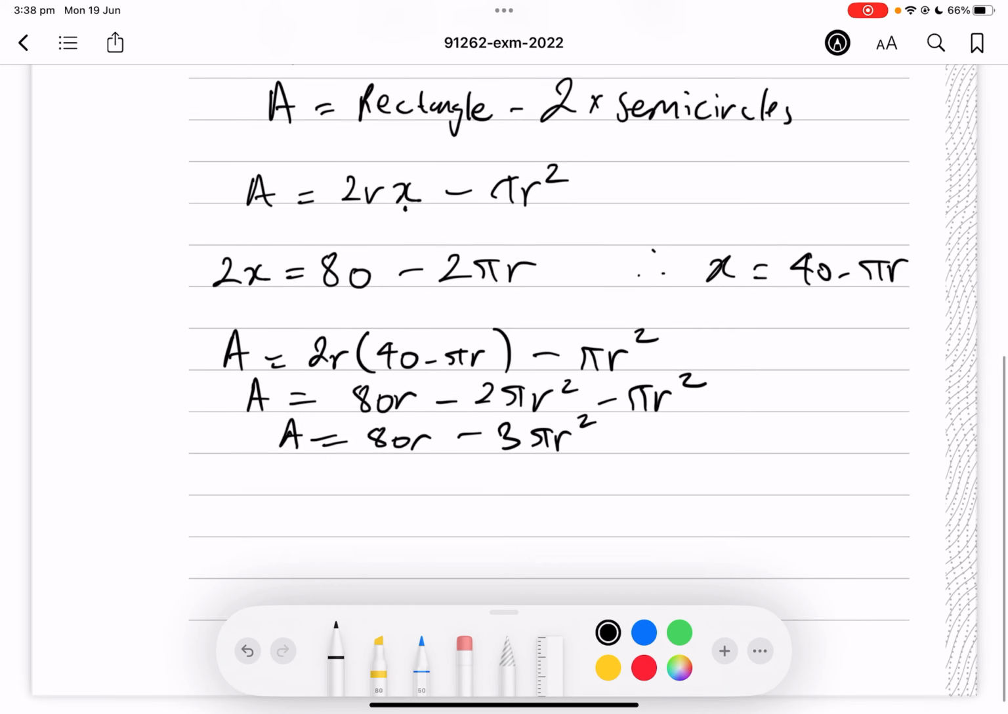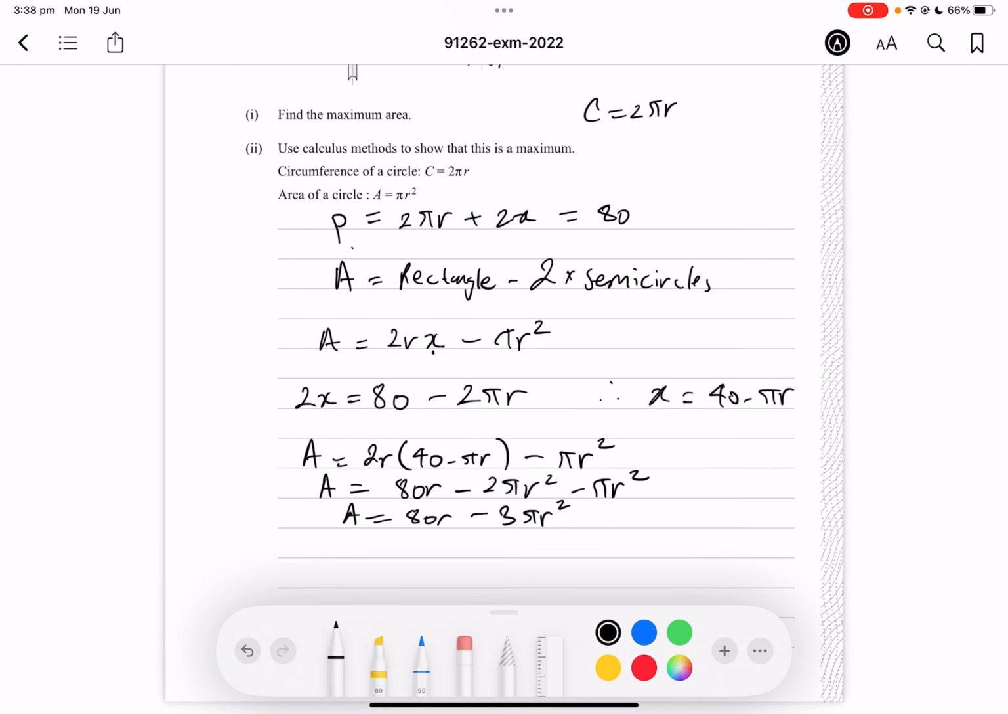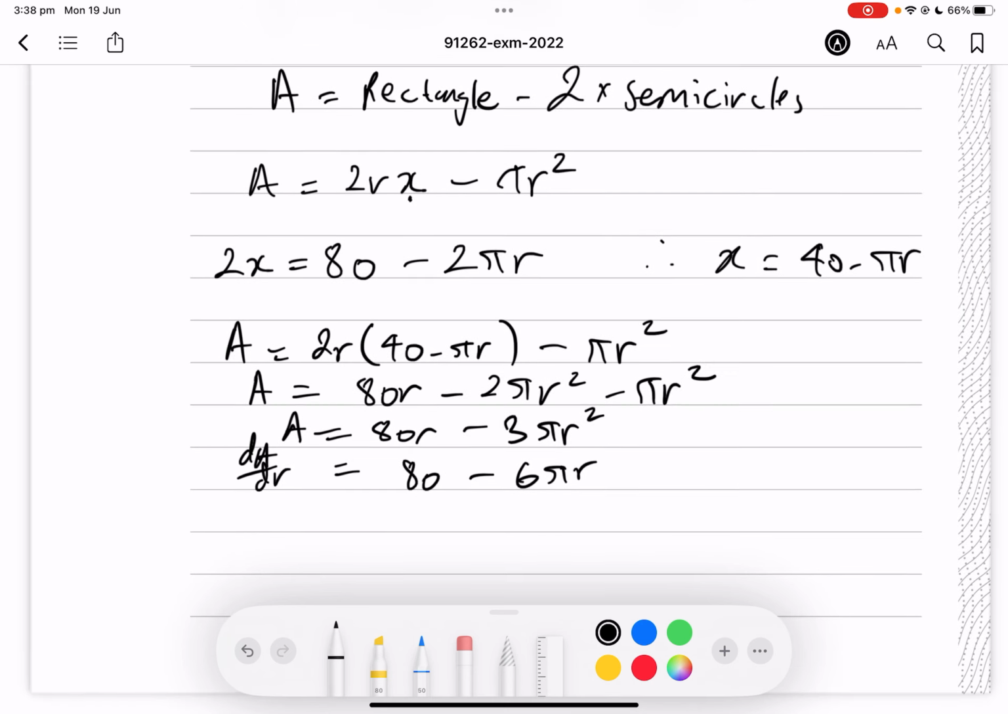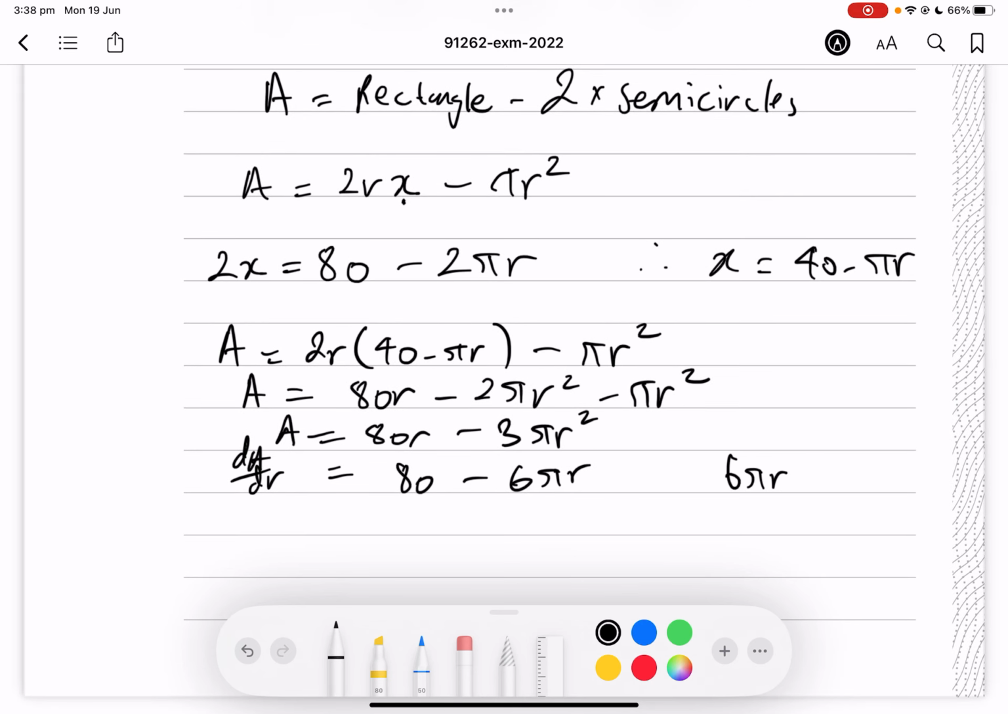And now we have the equation, so we're going to differentiate and make it equal to 0 in order to find the turning points. In this case, we're trying to find the maximum. So we know that at the maximum point, the gradient function equals 0. So we're going to find the derivative with respect to the radius. So dA over dr, or you can just do A dash. dA over dr is 80 minus 6 pi r, and we're going to make it equal to 0. So we have 6 pi r equals 80, so r equals 80 divided by 6 pi.